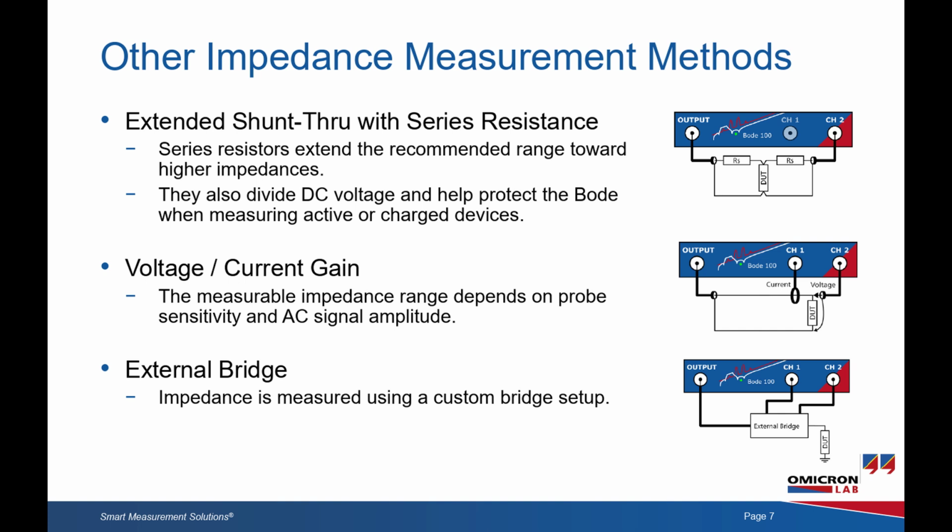Next is voltage or current gain. Here, the measurable impedance range depends mainly on two factors: the sensitivity of the probes and the amplitude of the AC signal. Finally, there is the external bridge method. In this case, impedance is measured using a custom bridge setup.